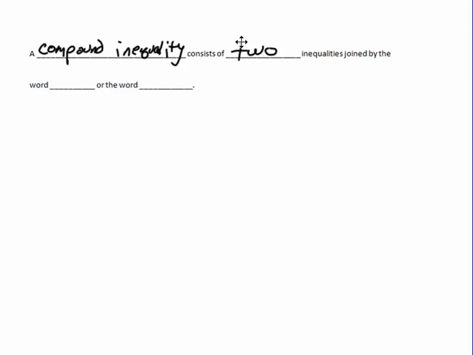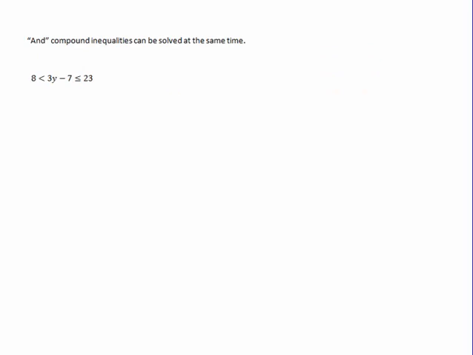A compound inequality consists of two inequalities joined by the word and or the word or. So let's take a look at what an and compound inequality looks like. Well, here's what we would consider an and compound inequality. In other words, 3y minus 7 is between 8 and 23. And notice here that it's in between those two.